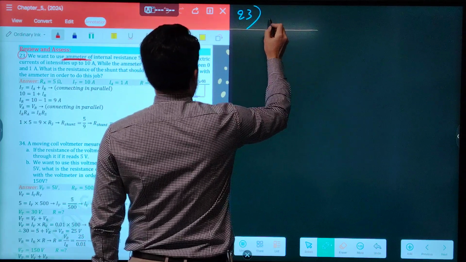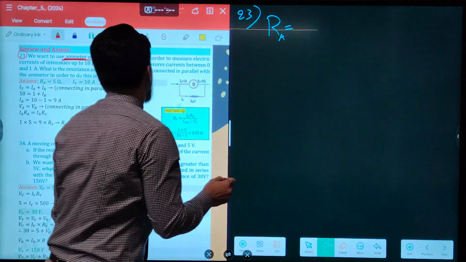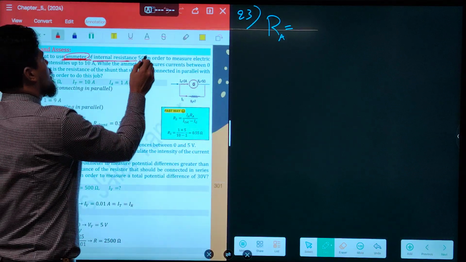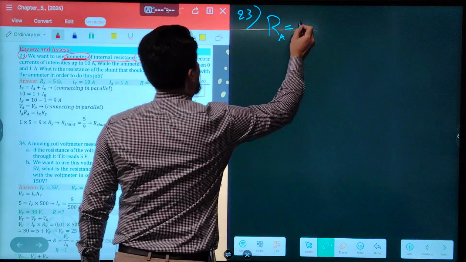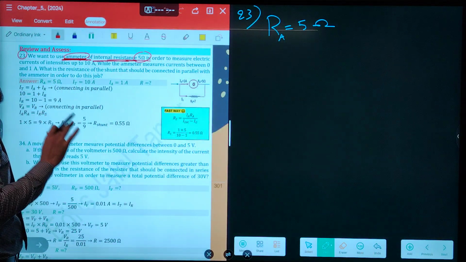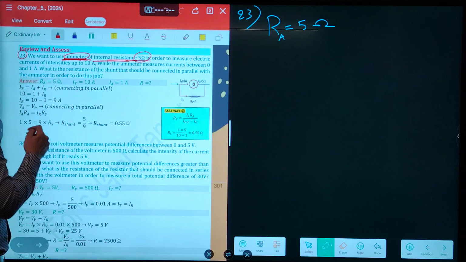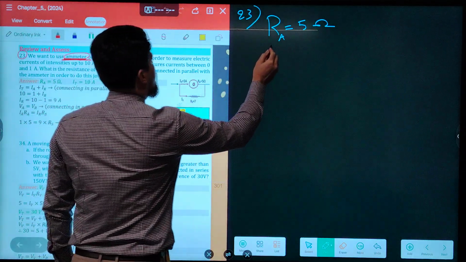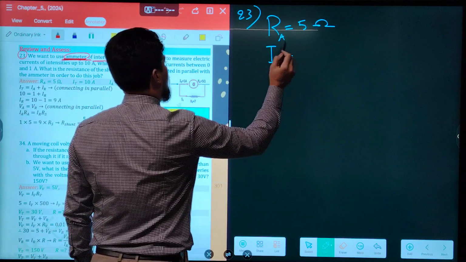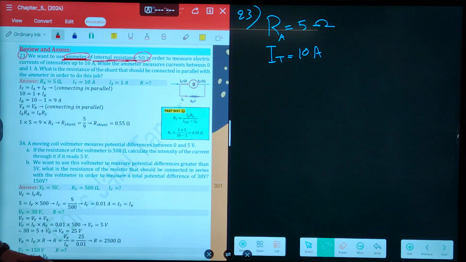The internal resistance of the ammeter, RA. What do you mean by RA? The internal resistance of the ammeter is 5 ohm. In order to measure electric currents of intensities up to 10 ampere, I total, the intensity of the current of the source, is equal to 10 ampere.